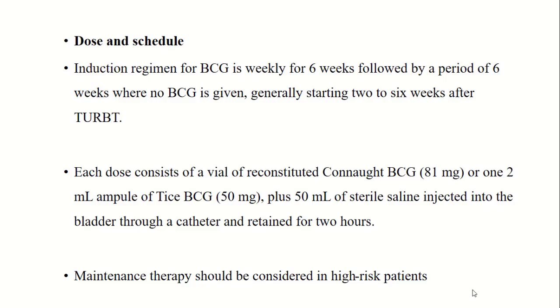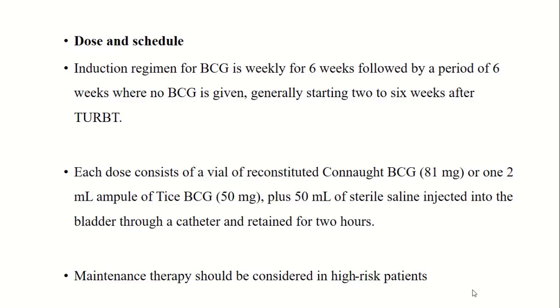Dosage and schedule: the induction regimen of BCG is weekly for 6 weeks, followed by a period of 6 weeks where no BCG is given, generally starting 2 to 6 weeks after TURBT. Well, first we will do the TURBT, then wait for 2 to 6 weeks to heal the mucosal damage, and then you will give the BCG every week for 6 weeks, and then you will wait for 6 more weeks when you are not giving any BCG. This is the induction regimen.